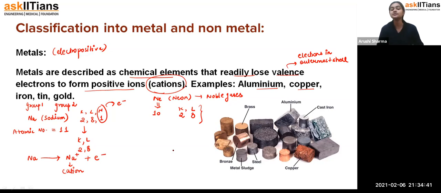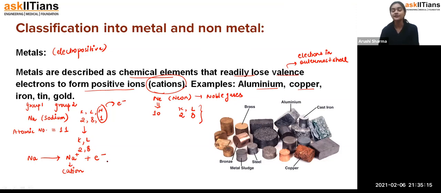Fine. This is about sodium. But they have given other examples: aluminium, copper, iron, tin, gold. These are all metals, because they have the ability to lose electrons. So that is how, students, metals are those chemical elements which are electropositive in nature. That means they can lose their electron, just to make a stable configuration as compared to the noble gases, so that they would also become stable in nature.